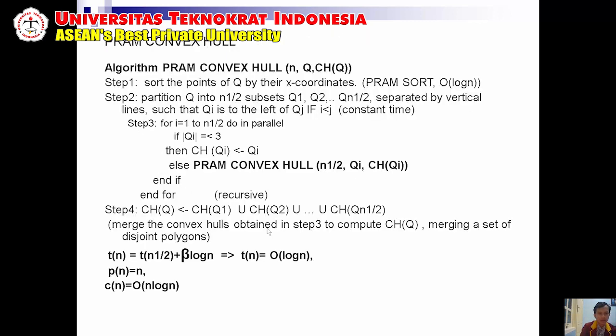Parallel convex hull algorithm. Step 1: sort the points of Q by their x coordinates. Step 2: partition Q into n/2 subsets, Q1 and Q2, separated by a vertical line such that qi is to the left of qj if i is less than j. Step 3: for i from 1 to n/2, do in parallel.